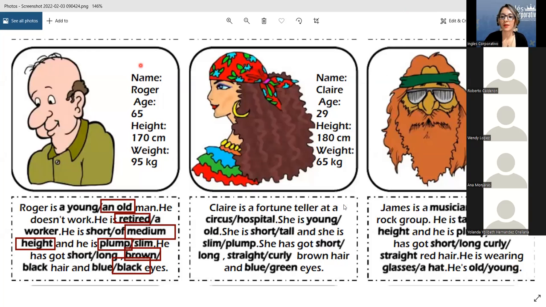Okay, so let's continue together. Vane Ramirez, can you read your answers, please? Vane Ramirez, are you there? Yolanda, can you read your answer, please? Okay, Claire is a fortune teller at a circus. She's young, she's tall, and she's slim. She has long, curly brown hair and blue eyes. Yes, great. And blue eyes, right? Yeah, they look blue. Excellent job, Yolanda.